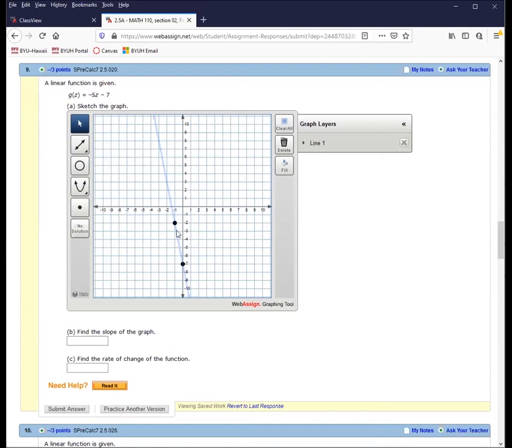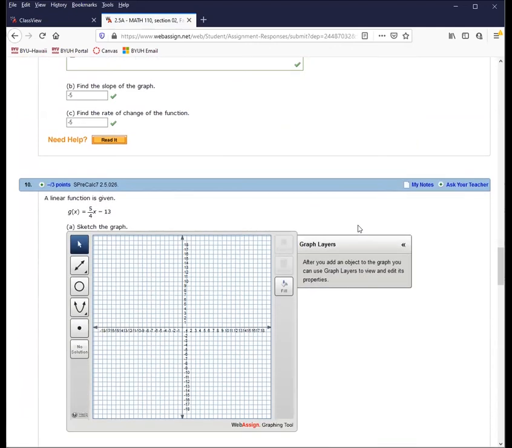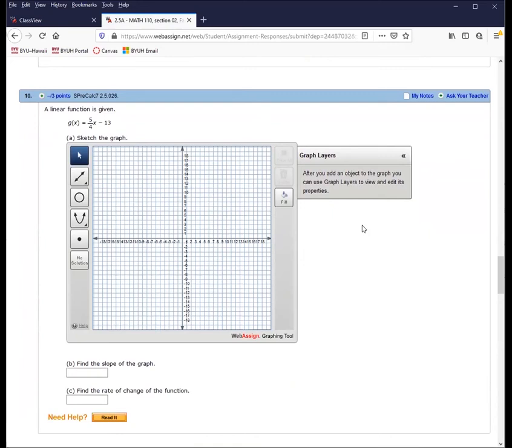Okay, and then remember the slope is the rise over the run. So positive 5 means going up, but then negative 1 means going to the left. Okay, so that's going to be the line. And then the slope again is negative 5 and negative 5. Okay, so I'll go ahead and submit that answer. And yeah, so that's correct. That's number 10 also. I'll go ahead and do that one.